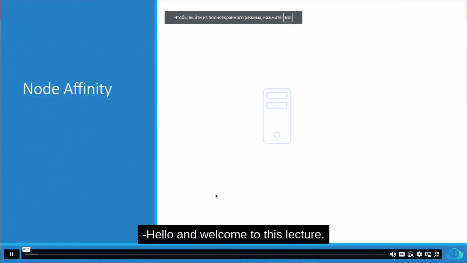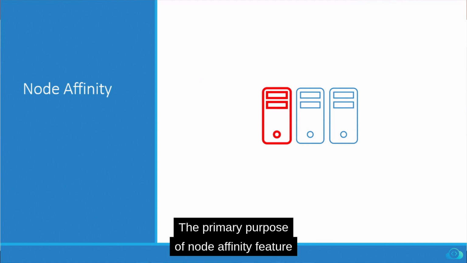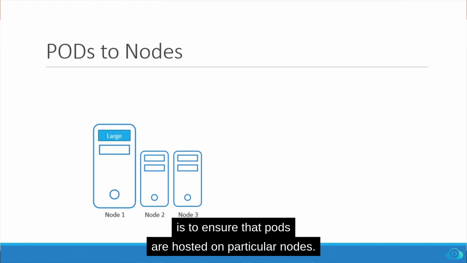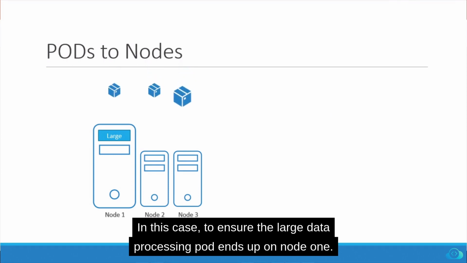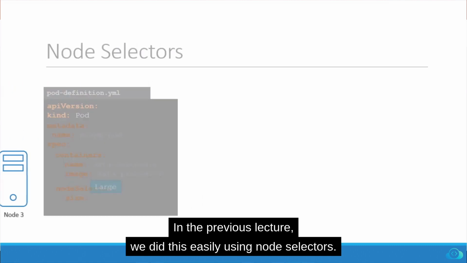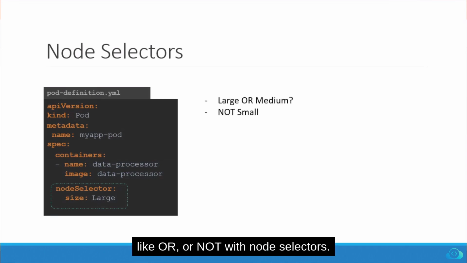Hello, and welcome to this lecture. In this lecture, we will talk about node affinity feature in Kubernetes. The primary purpose of node affinity feature is to ensure that pods are hosted on particular nodes. In this case, to ensure the large data processing pod ends up on node 1. In the previous lecture, we did this easily using node selectors. We discussed that you cannot provide advanced expressions like or not with node selectors.